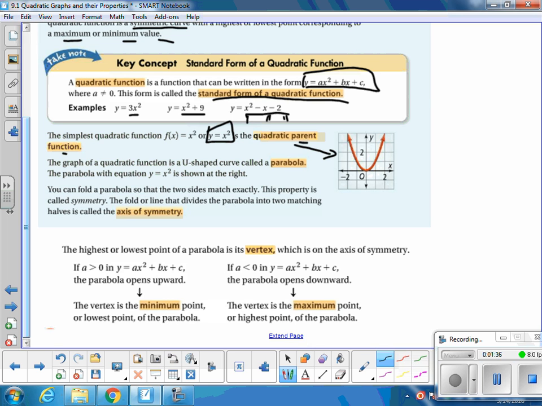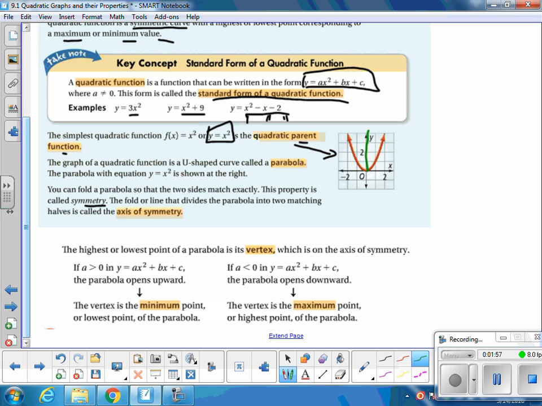And the thing about a parabola is that the two sides match exactly. This is called symmetry. The fold or the line that divides the parabola into two matching halves is called the axis of symmetry. So that is right here. So this line is right there. That's called the axis of symmetry, and that happens to be the y-axis.